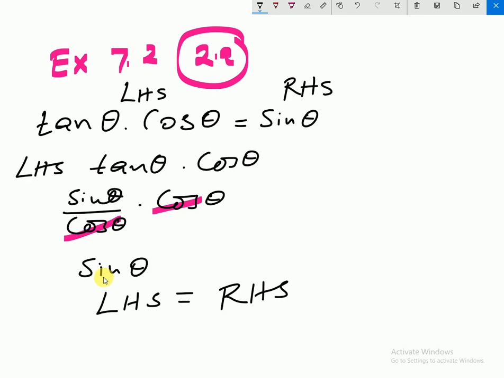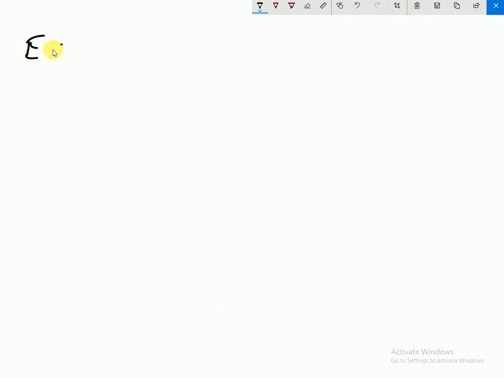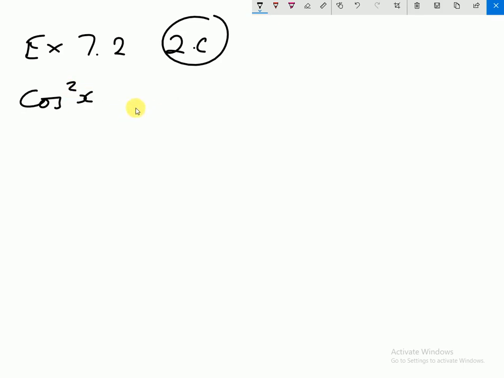Let me take the same exercise 7.2 number 2, let me take C. In Clever Mathematics, it states that cos squared x plus cos squared x multiplied by tan squared x equals 1.